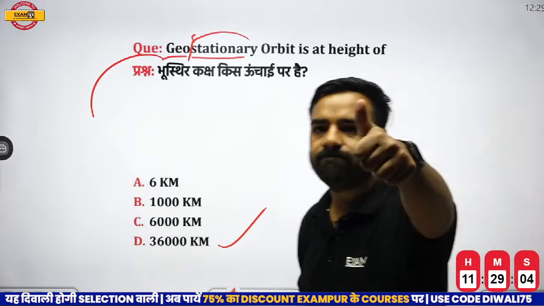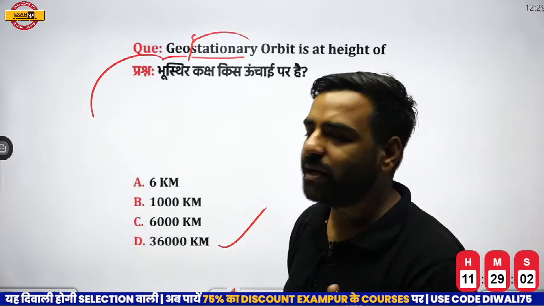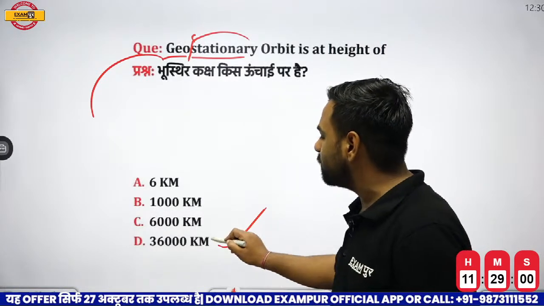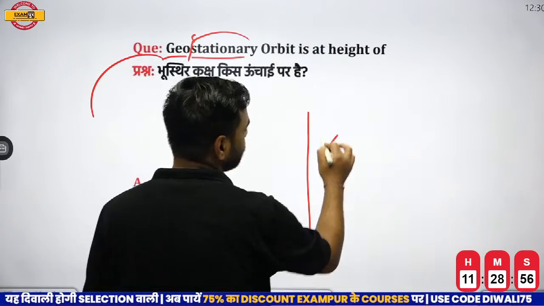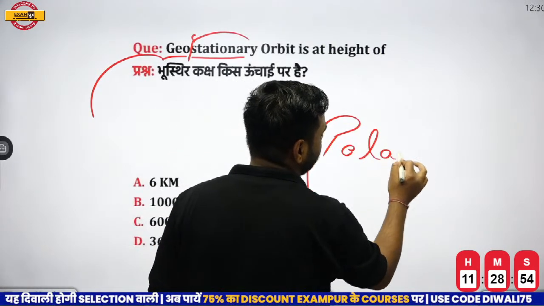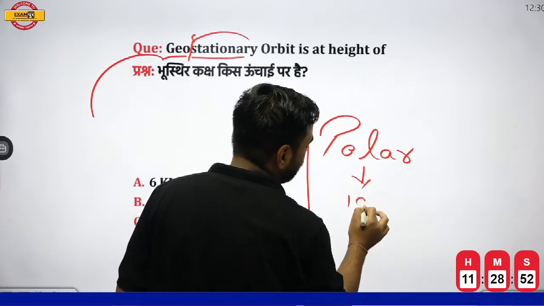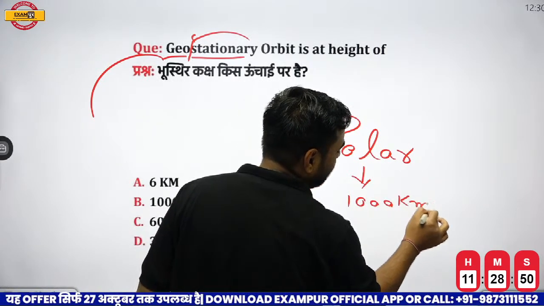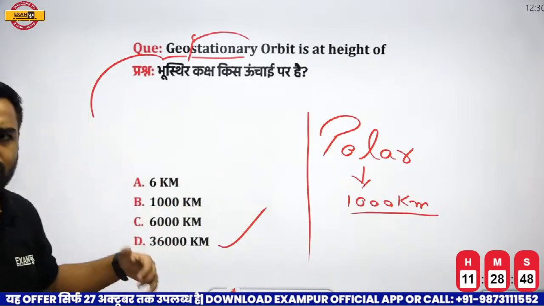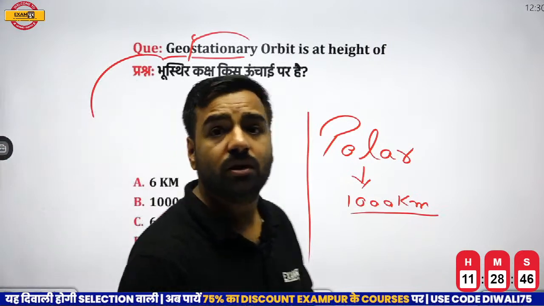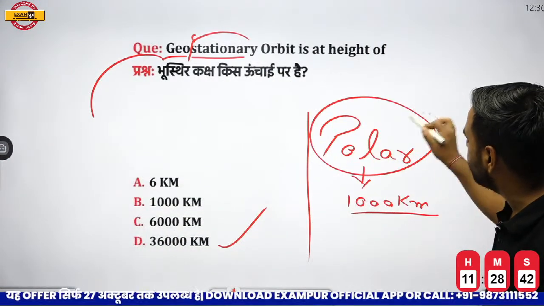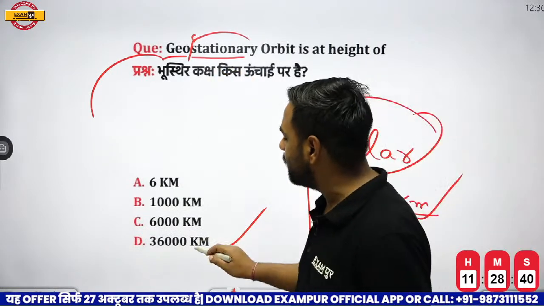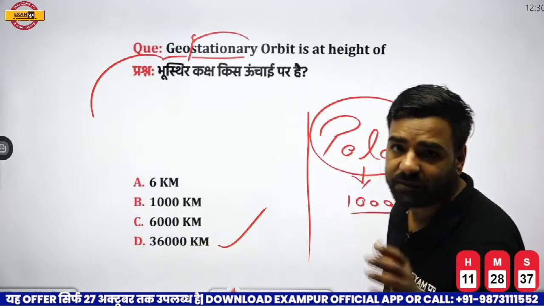Very good, Vinod. Jagdishan, very good. Vikramaditya, very good. So please remember this was 36,000. And if I talk about polar satellites, let me write for you. If someone is asking you about the polar, it will be at 1,000 kilometers. If there is an option of 800 kilometers also, then that will also be correct. So for polar it is 1,000, and for geostationary it is 36,000. I guess I was able to explain.